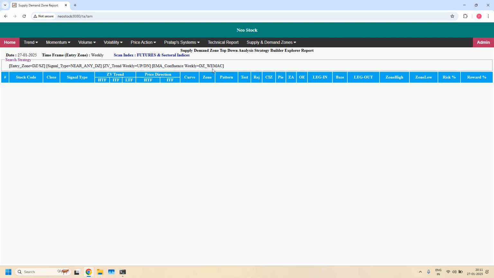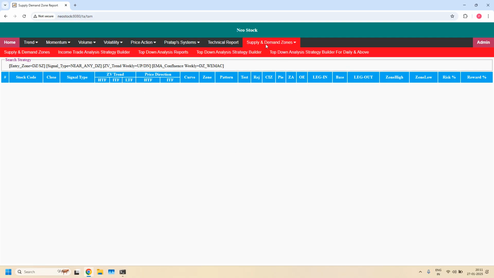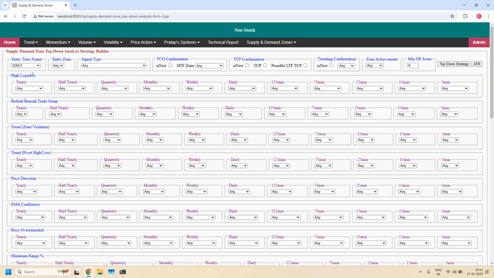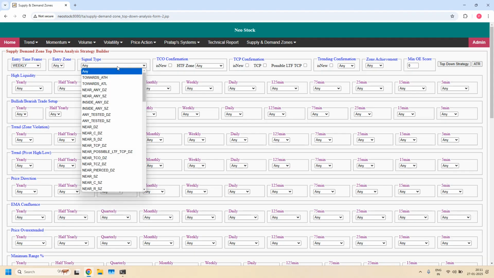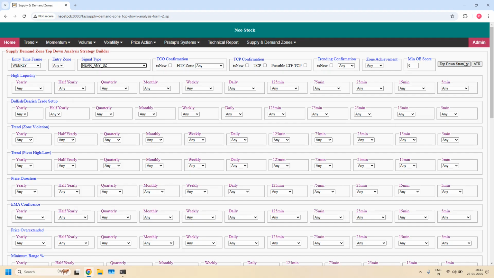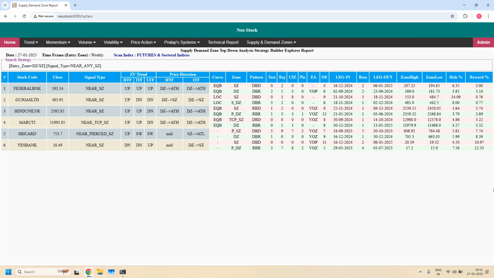EMA Confluence and weekly time frame, demand zone. Weekly demand zone with weekly EMA Confluence. Perfect. Filter is perfect. No stocks. Fine. Next, weekly time frame. Stocks near weekly supply zone. We got 6 stocks.